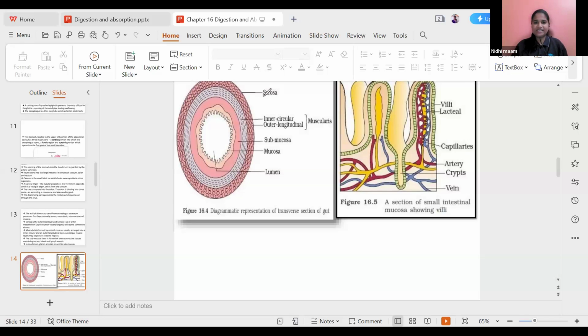So here you have a serosal layer, which is the outermost layer. The inner is circular, the outer is longitudinal, running lengthwise. So it is a muscularis layer. Next we have the submucosal layer.